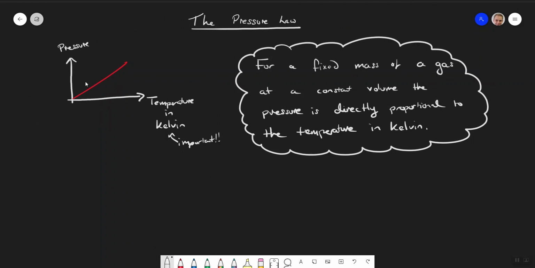Now, much like with Boyle's law, we can use this to solve a problem. We can think, if we change the temperature, what can happen to the pressure? So let's take how we deal with this. What this tells us is that the pressure is directly proportional to the temperature, measured in Kelvin.